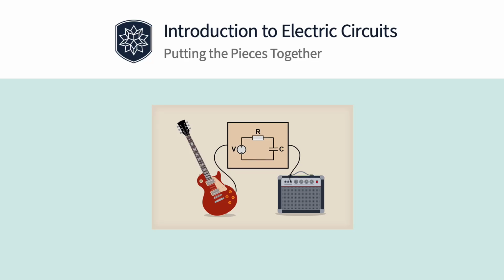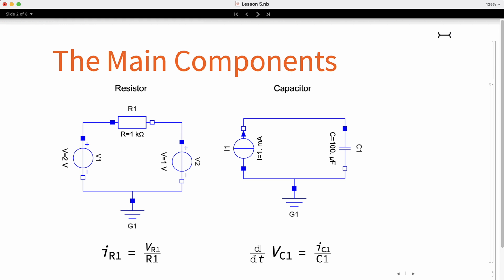In this lesson, we are going to combine the concepts that we learned so far in order to get a better understanding on why the RC circuit behaves as it does. In the previous lesson, we learned the behavior of the resistors and the capacitors.